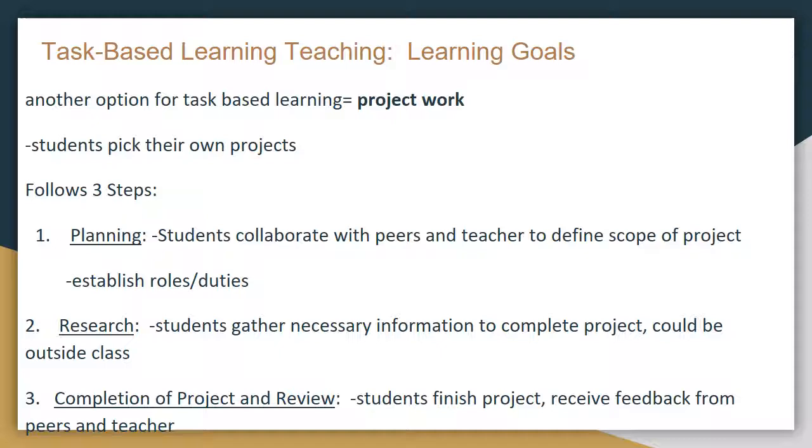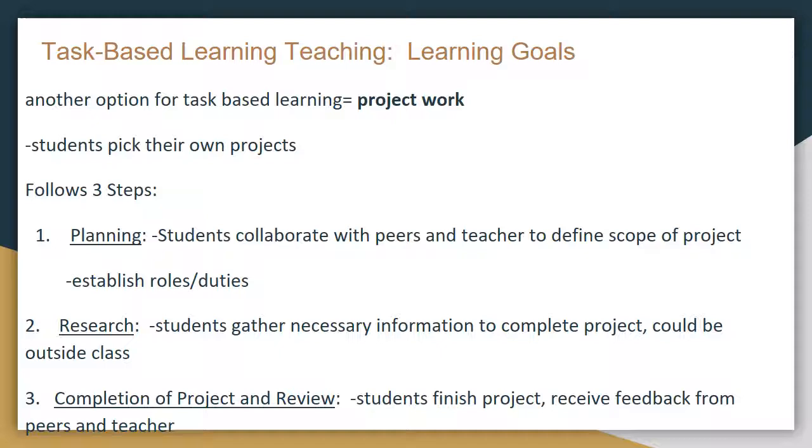And so another option for task-based learning could be project work, or sometimes people call it project-based learning. And so normally project-based learning or project work follows 3 steps. So first you have the planning step, where students collaborate with their peers and teacher to identify what will be the scope of their project, and the teacher and the students determine what are going to be the roles and duties of each student.